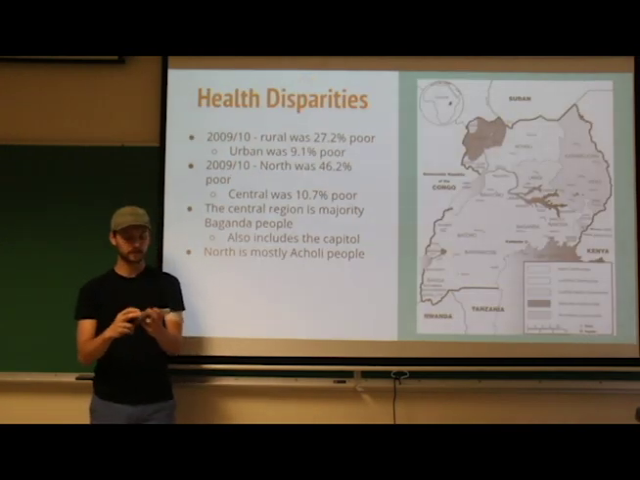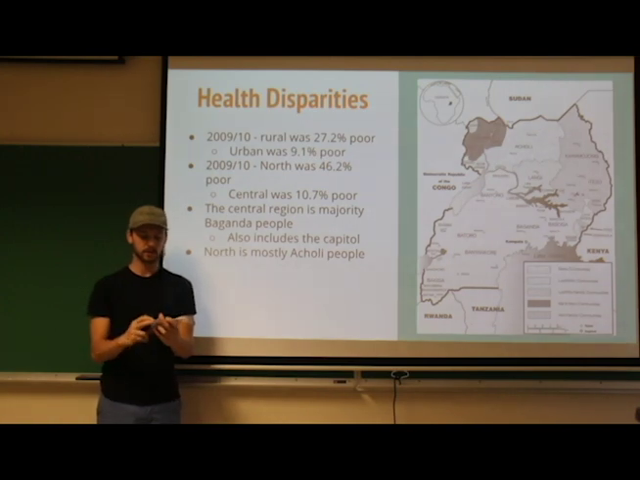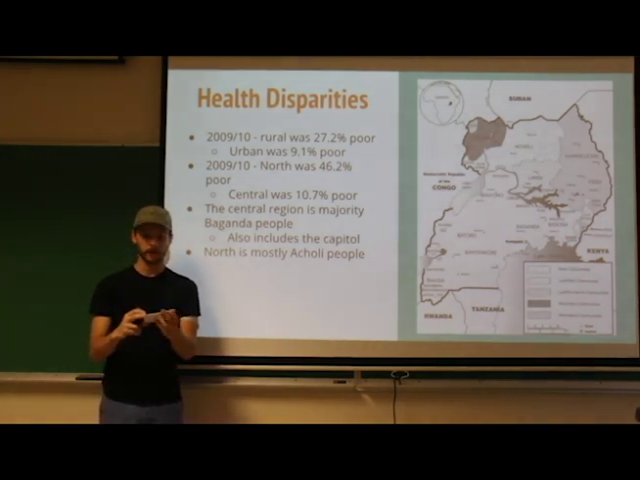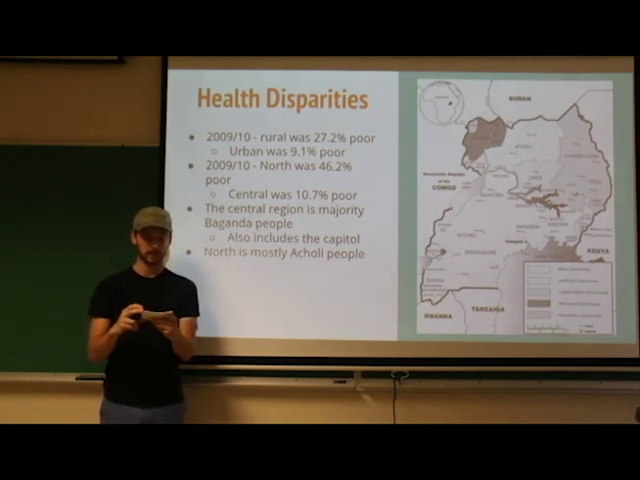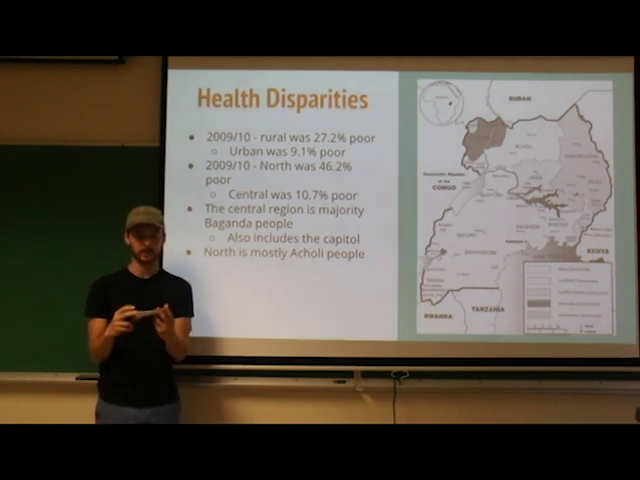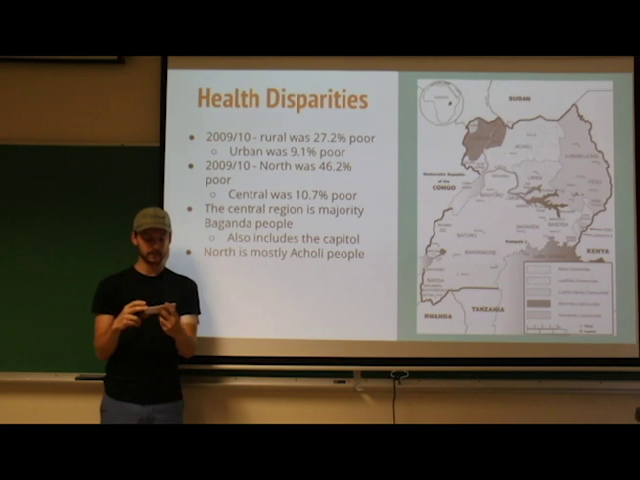Health disparities. In 2009 and 2010, the rural population was 27.2% poor. The urban population was only 9.1% poor. The north was 46.2% poor, and the north is mostly rural. And the central population was only 10.7% poor, and the central is mostly urban population. The central is a majority of Uganda, and it's also where the capital is. The north is mostly the Acholi people.